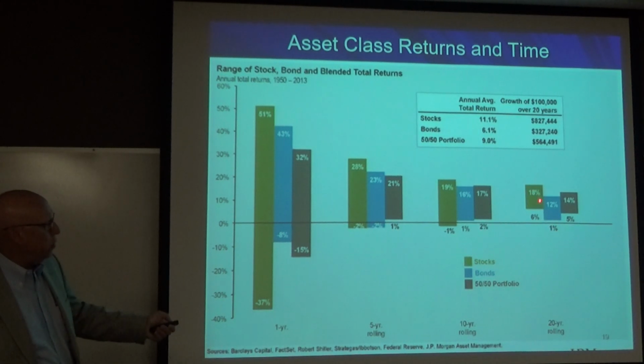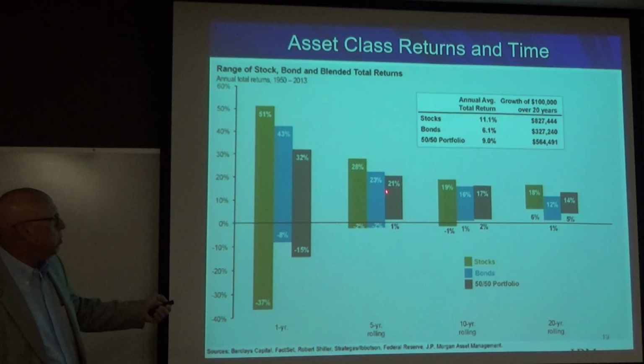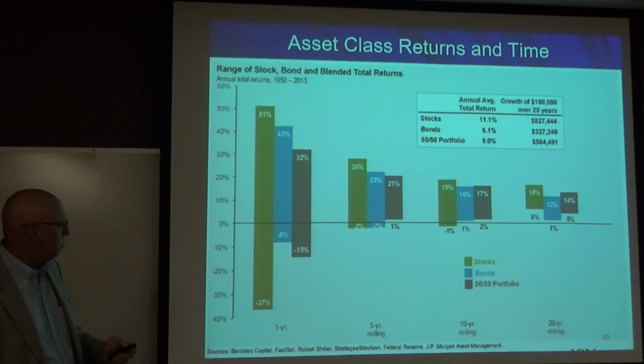So over a 20-year period of time, best rate of return, 18% a year. Worst rate of return, 6% a year in stocks. Over a 20-year rolling period, 12% and 1% for bonds, and 14% and 5% for 50-50. So 50-50 looks pretty darn good. Okay? So over a longer period of time, you want to be in stocks. But over a shorter period of time, you want to start to balance out your portfolio. Okay?